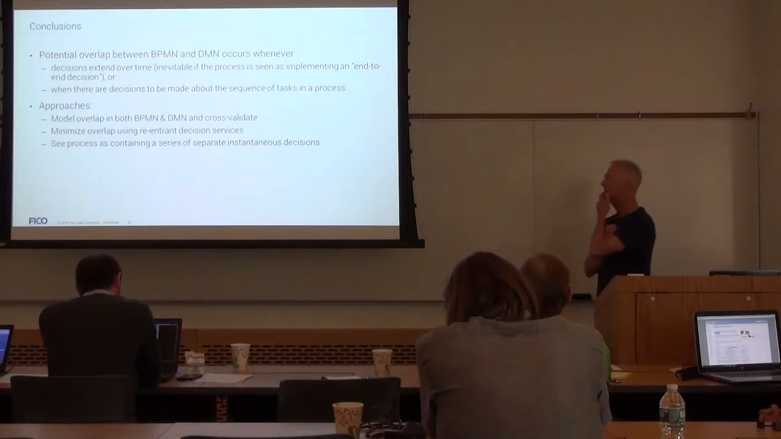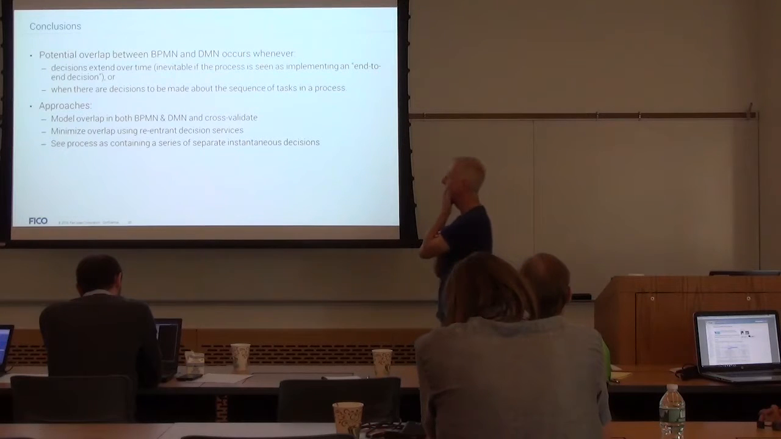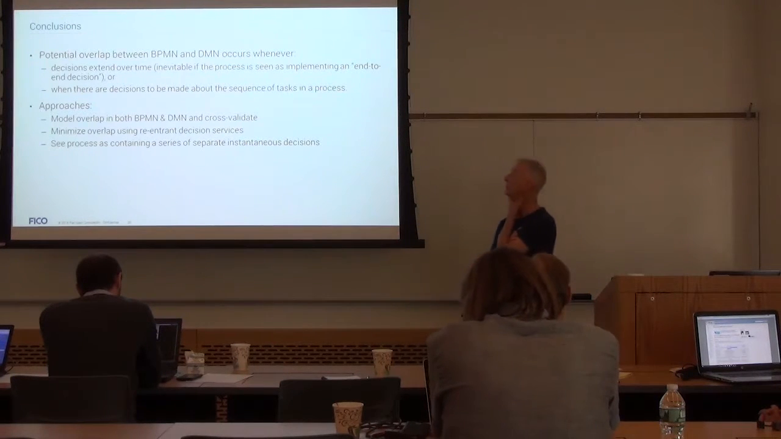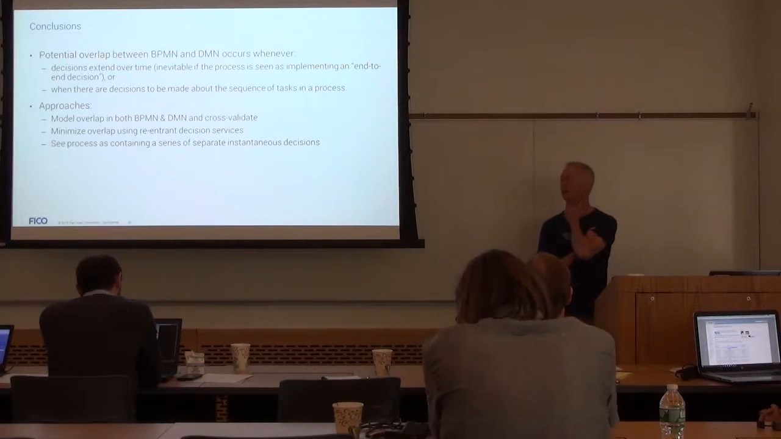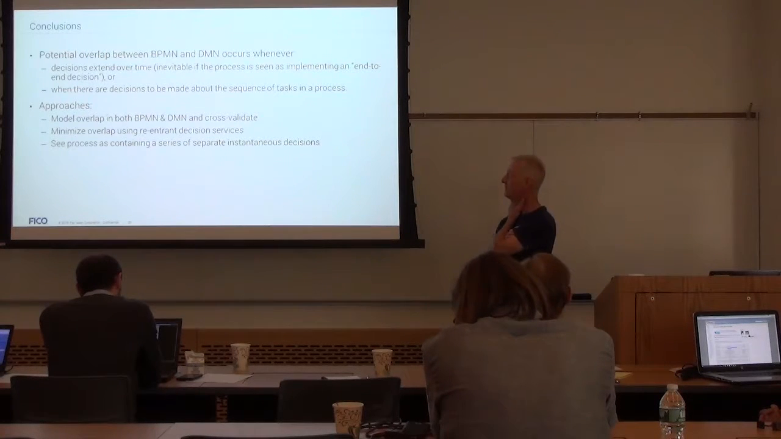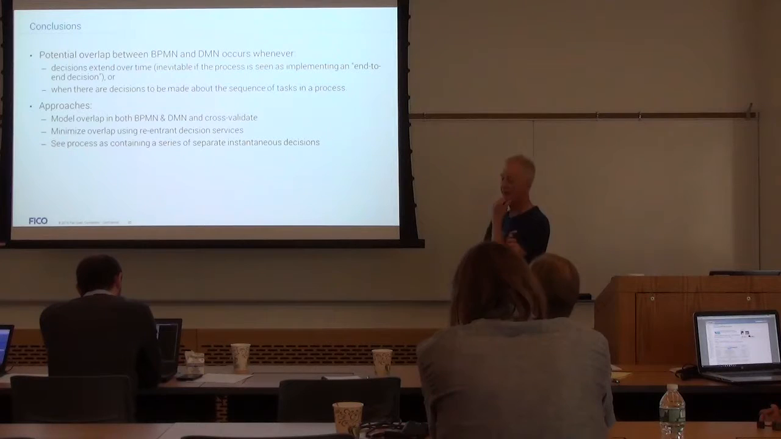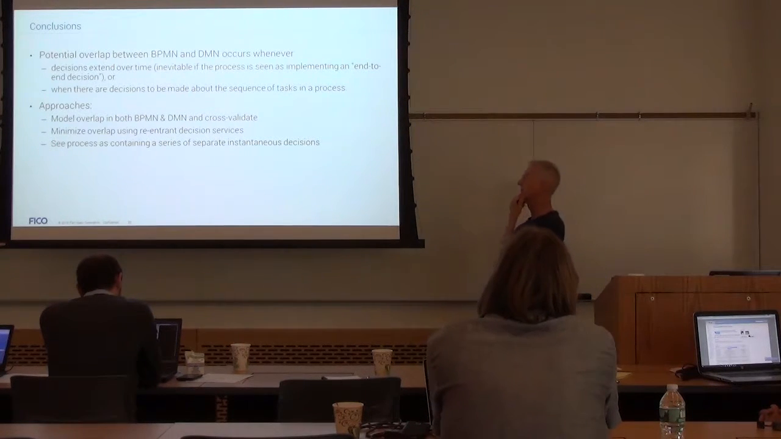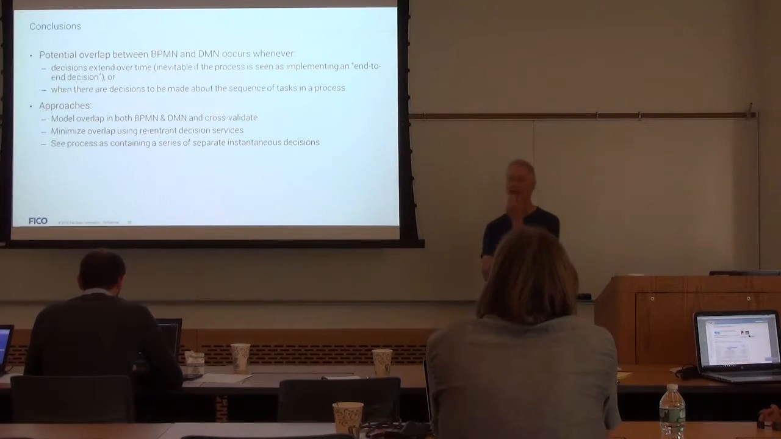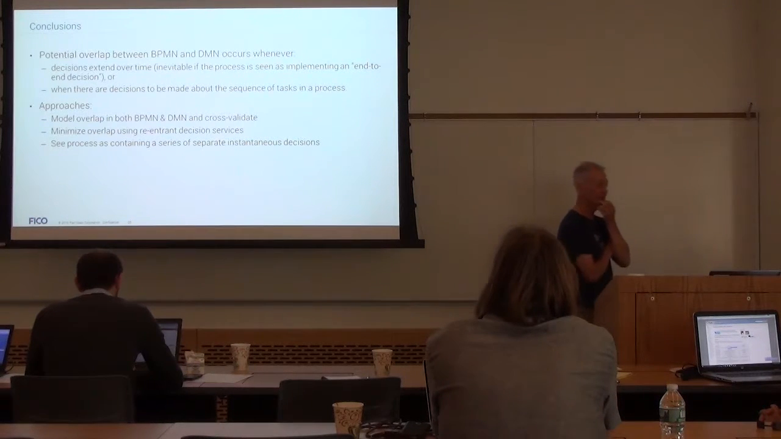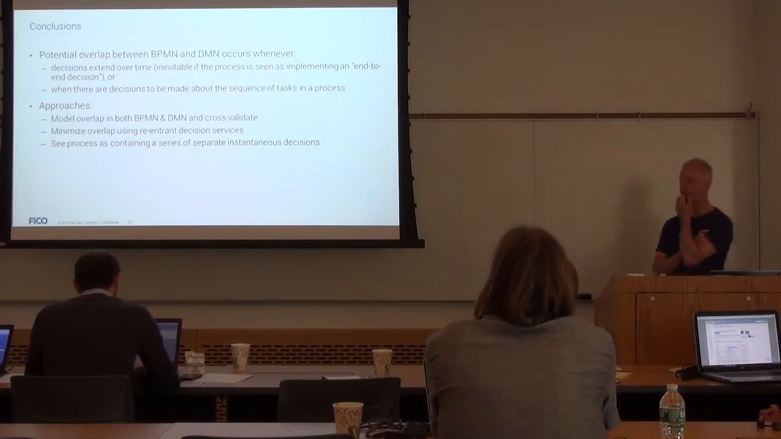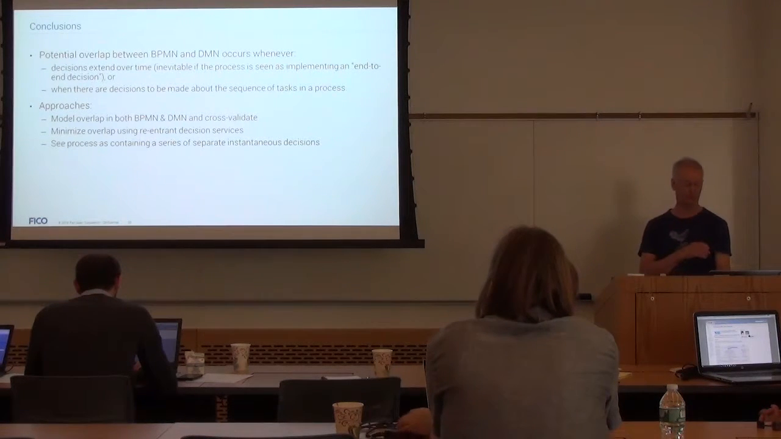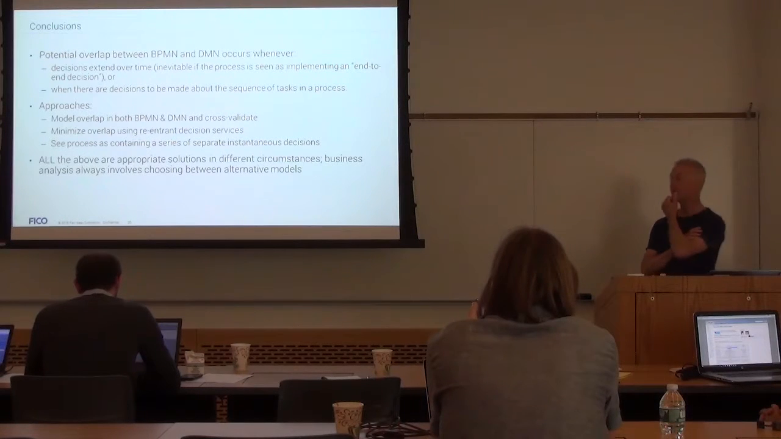So, our three basic options are to model the overlap in both models and cross-validate. You can try to minimise the overlap, as I've said, using re-entry decision services, so that you're basically breaking time down into instants where you make the same decision. Or, at the other extreme, you can see the process as containing a series of separate instantaneous decisions, and you can separate the models in that way. All of these are appropriate.